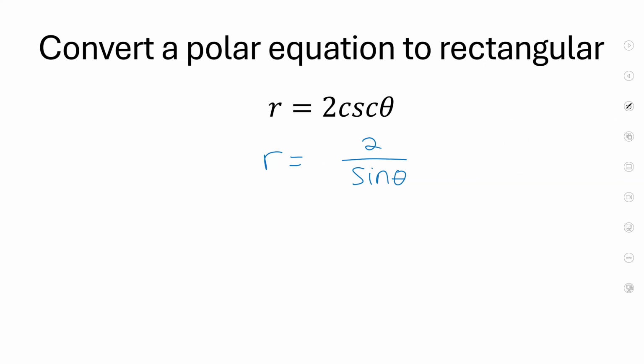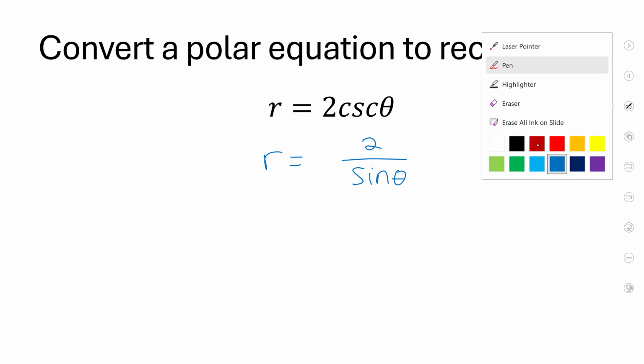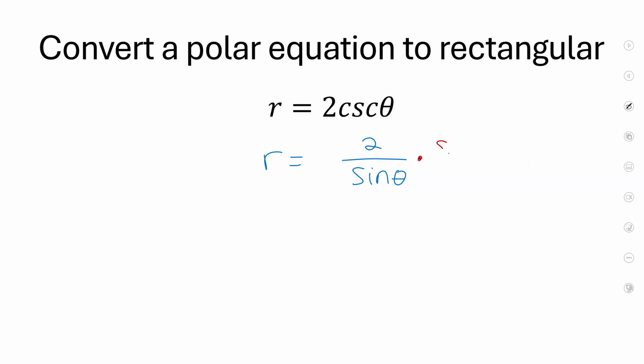Okay, what's another suggestion? Good. I'll take your suggestion. I'm going to multiply by sine theta on both sides. That cancels. So I'm left with r sine theta equals 1. Now what can I do? Oh, sorry, that's a 2. Thank you. Yep, y equals 2.